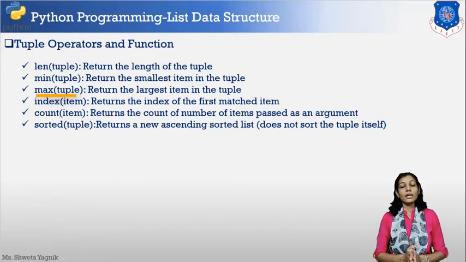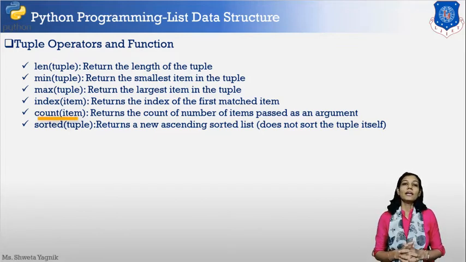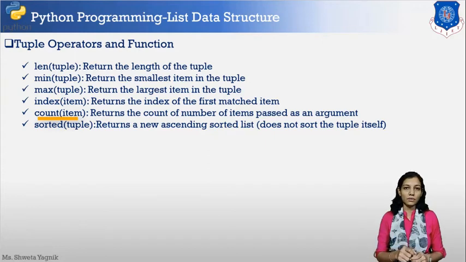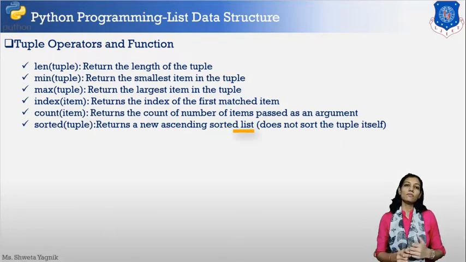Then we are going to see index of the specified element. It will return the index of the element where it matches first. Next is the count of the element which we are passing, how many times that element has occurred inside a tuple, that will be returned. And lastly we are going to see the sorted function, that will return a new ascending sorted list. Here just mark that it will return a list, not a tuple. So if we want a tuple, we need to typecast it.